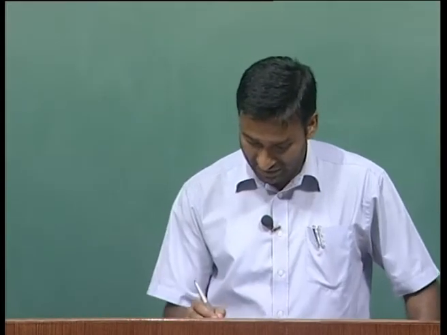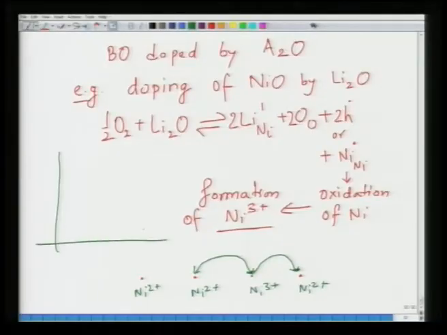Now, what happens when you dope it? Conductivity, you can say resistivity versus percentage lithium. As you can see, as you introduce more and more lithium into it, you are going to introduce more and more holes or more and more oxidation of nickel. As a result the resistivity of this material goes down, straight line, not a curved line.